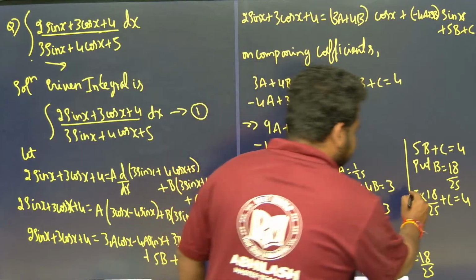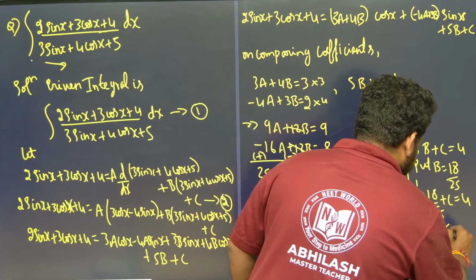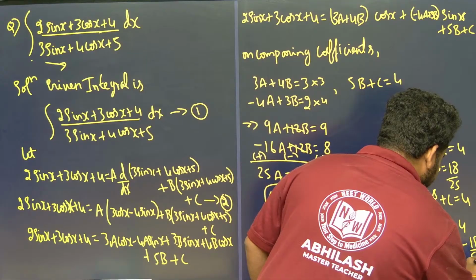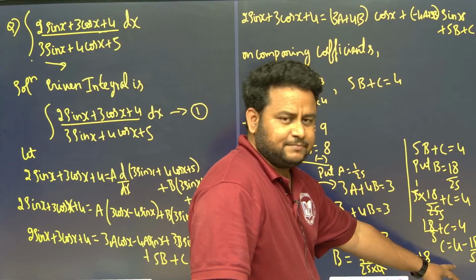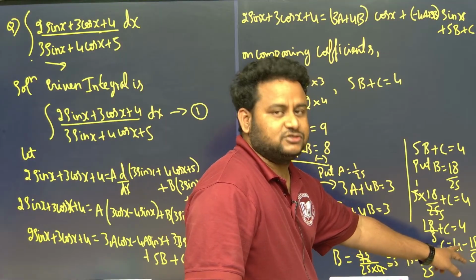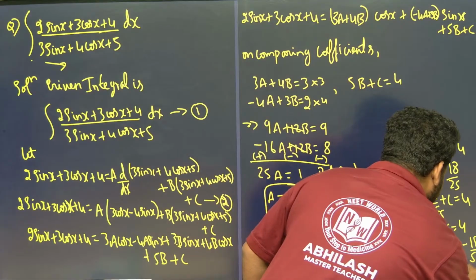So 5 5s are 25, so we get 18 by 5 plus c is equal to 4. So c will be equal to 4 minus 18 by 5. If you take LCM, 5 4s are 20, 20 minus 18 is 2. So c will be equal to 2 by 5.